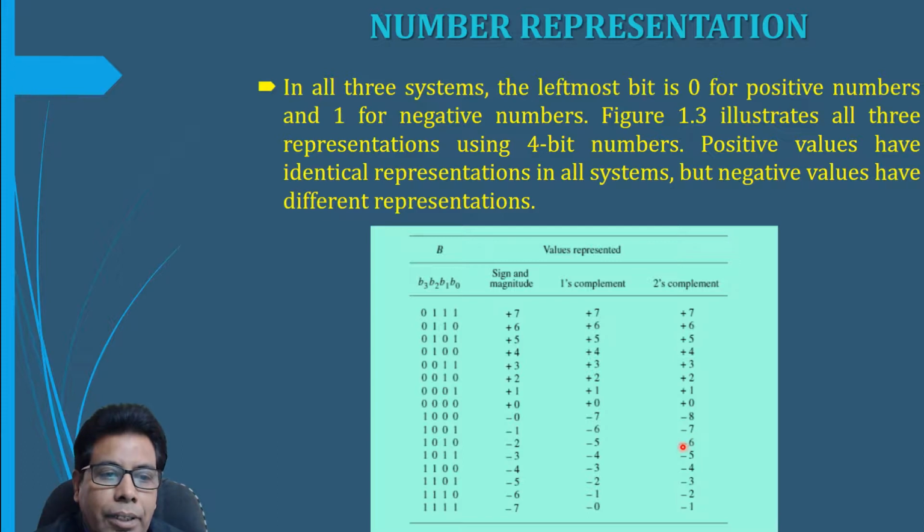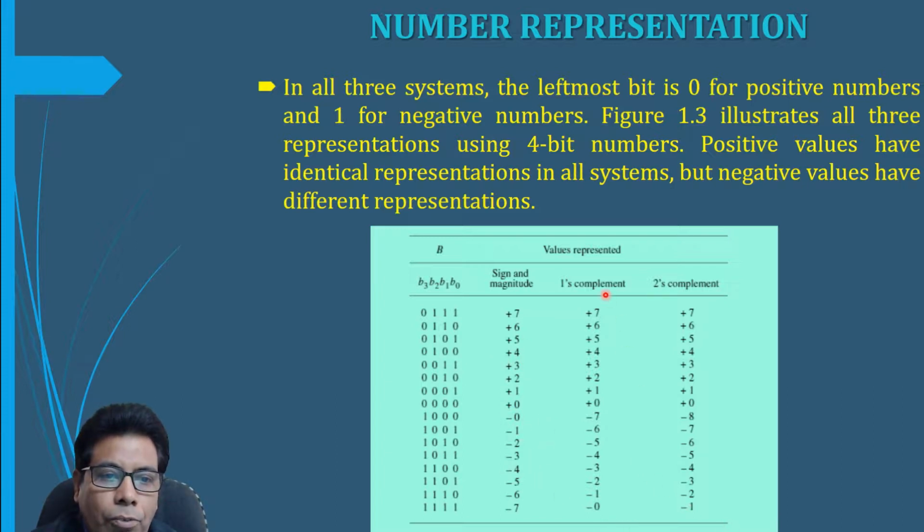In this way, we can find any number. If you take another number, plus 5, which is 0101, and you want minus 5, if you take the 1's complement, that is 1010. So that is minus 5 in 1's complement form. Whereas for 2's complement, 1010 plus 1 is 1011. So that will represent minus 5. In this way, these are the representations. Negative values have a different representation in all three systems.